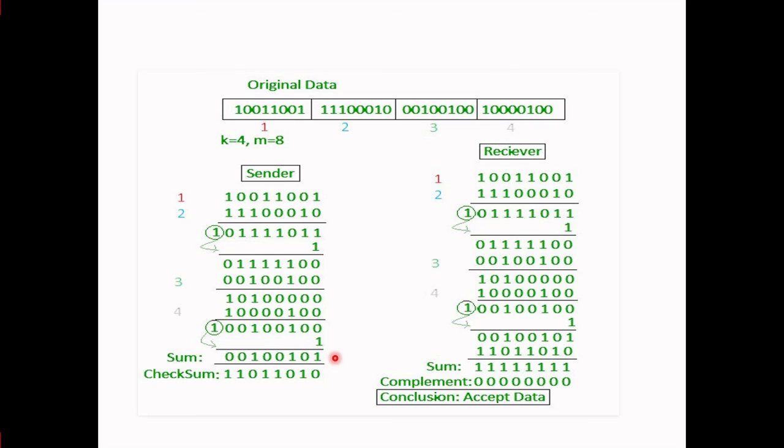Now I have to convert it into checksum. So I have to complement it. So 1 becomes 0, 0 becomes 1, and I get the checksum 1 1 0 1 1 0 1 0.